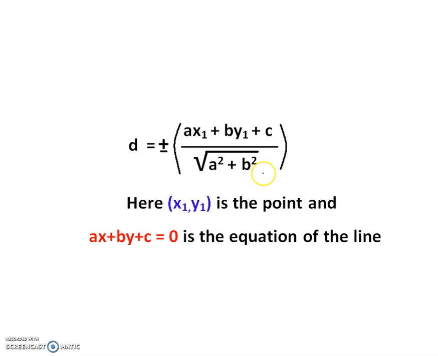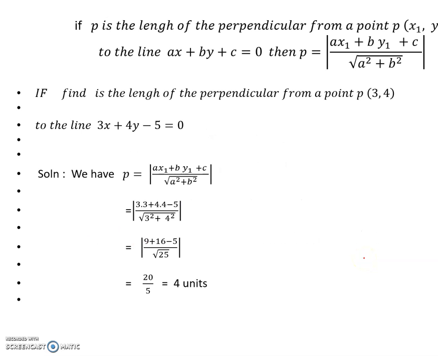Now we introduce the distance of a point from a line. Here x1, y1 is the point, and ax plus by plus c equal to 0 is the equation of the line. Therefore, the length of perpendicular from the point P(x1, y1) to the line ax plus by plus c equal to 0 is P equal to ax1 plus by1 plus c upon under root a square plus b square.